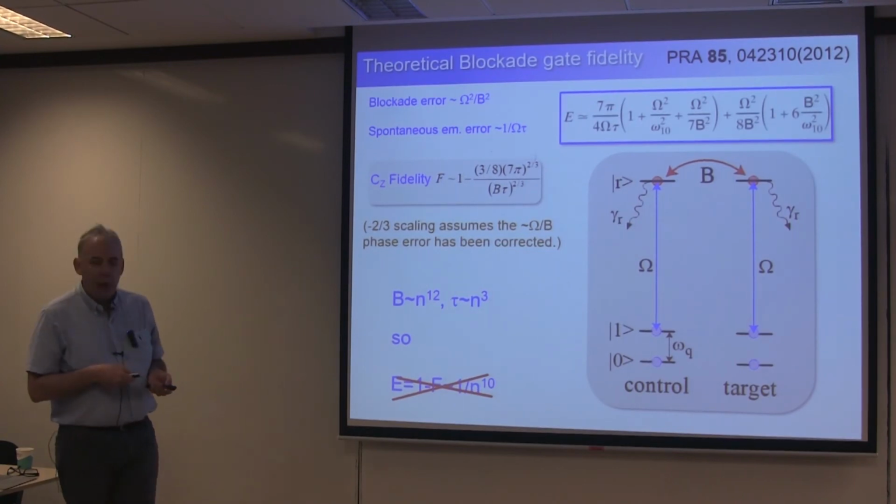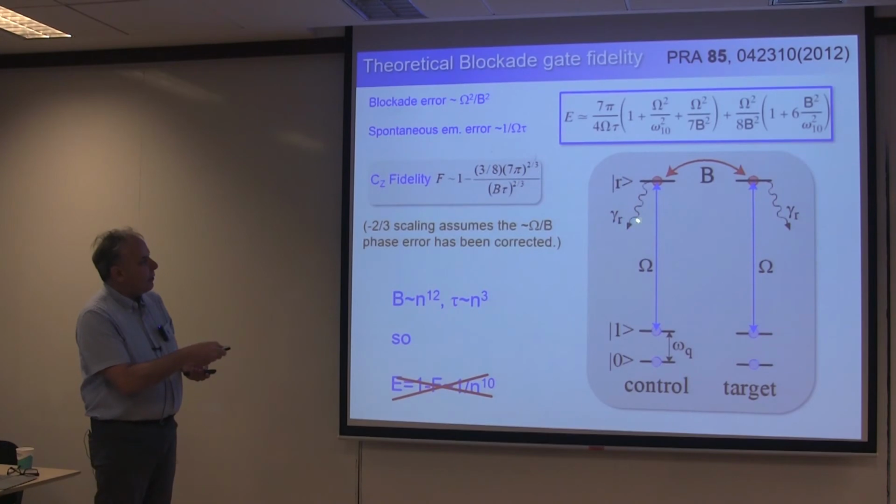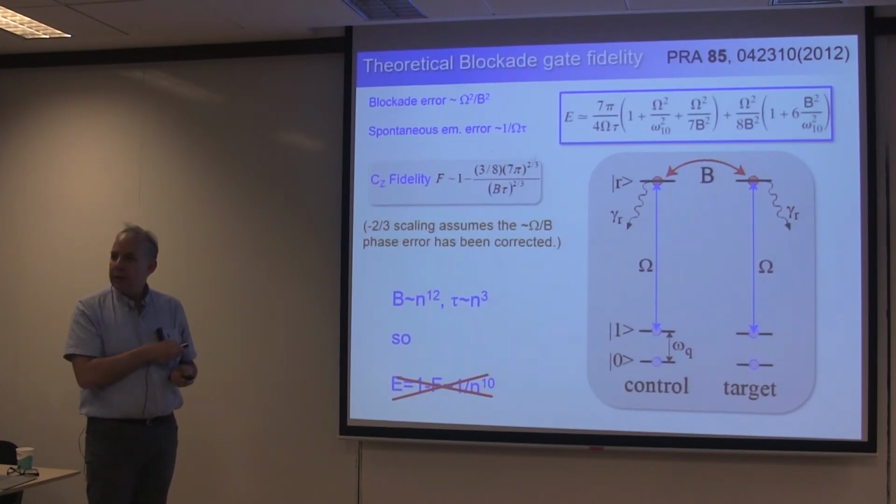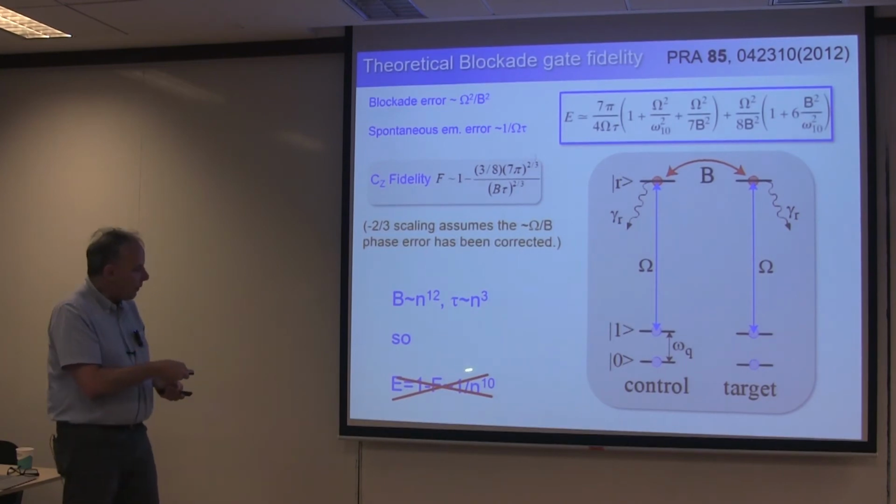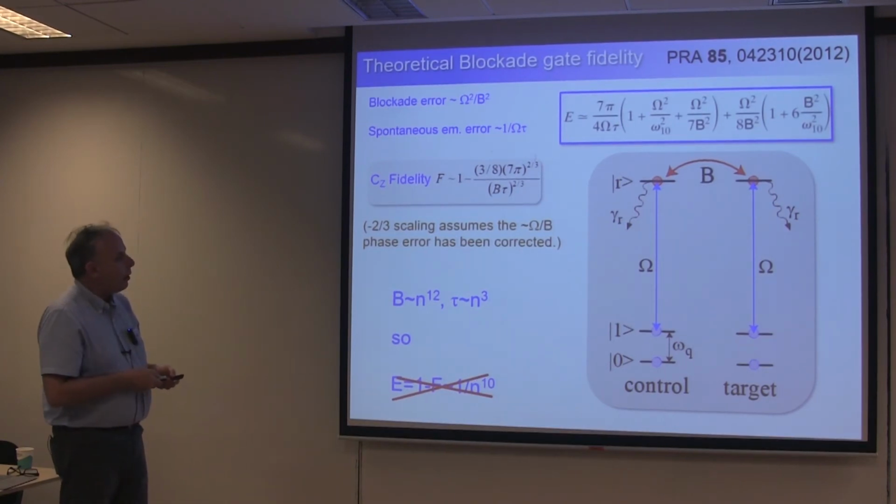Unfortunately, reality is more complicated simply because these are not isolated levels. These are Rydberg levels, and at principal quantum number n, there are levels here and levels above. And so there's a limit to how much blockade one can get. It's never larger than the distance to the next level. So you don't get this 1 over n to the 10th scaling. You stop somewhere less than that.